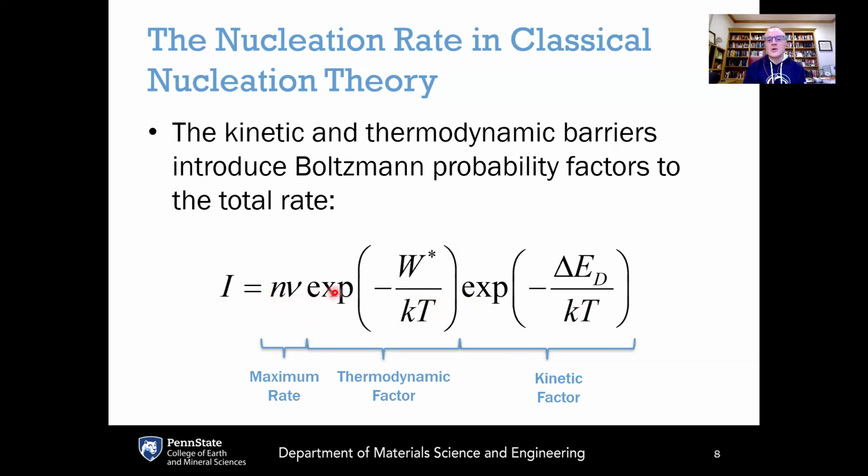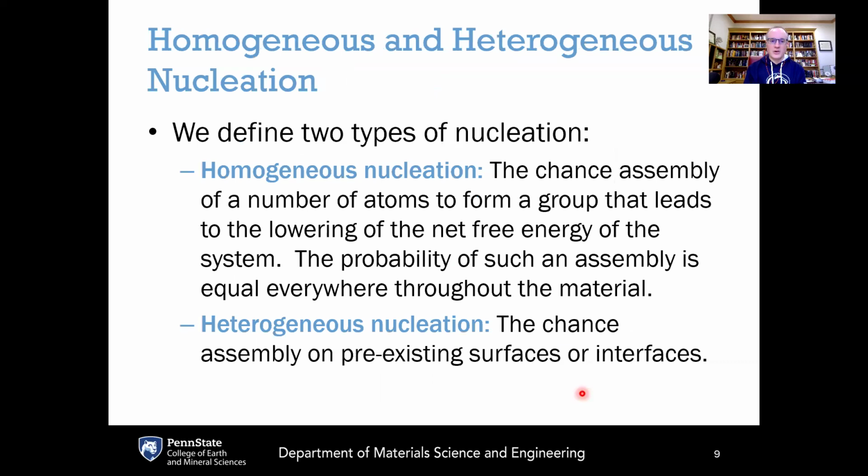this n times nu with two Boltzmann probability factors that give us the probability of success of overcoming the thermodynamic barrier, which is e to the minus W star over kT, where k is Boltzmann's constant and T is absolute temperature. And then another Boltzmann probability factor, e to the minus kinetic barrier over kT. And if you multiply these both together, that would give you the probability of overcoming both barriers. And so the actual nucleation rate is a lot lower than the ideal nucleation rate because it's only successful if it is able to overcome both the thermodynamic and the kinetic barriers.